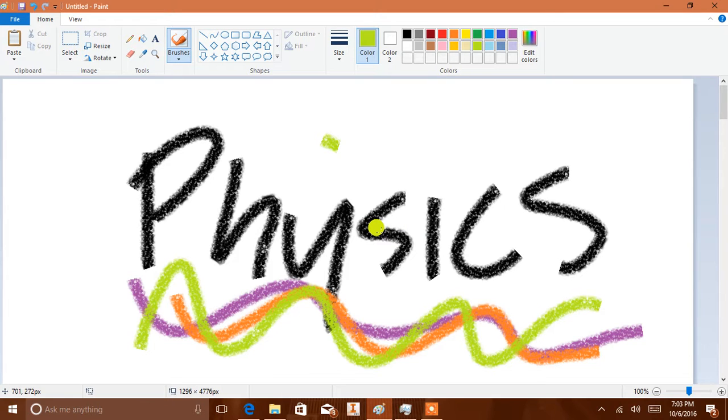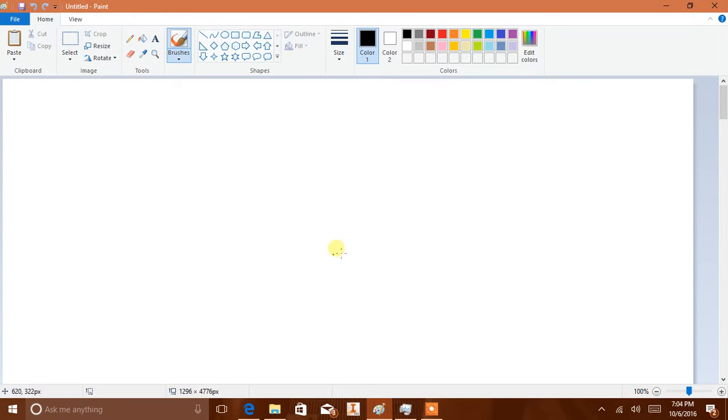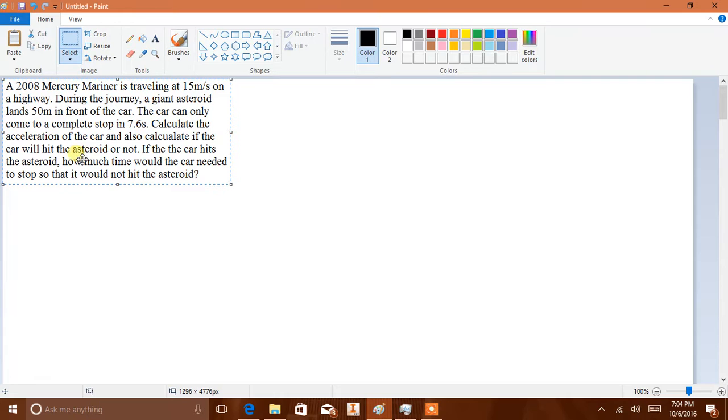All right, and we got a physics problem here today. We got a sweet drawing of the word physics, and this problem's dealing with acceleration, displacement, all the fun stuff about physics, all the key core things about it. So let's throw up a new thing, and let's start the problem here.